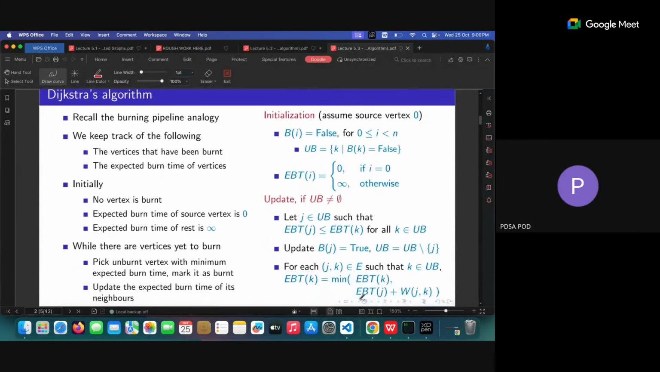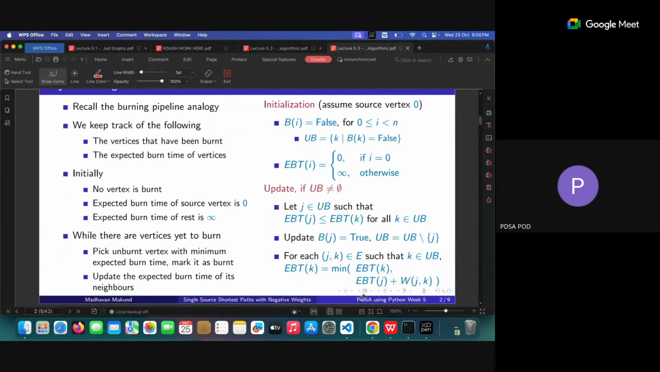Here it is. Again, they are checking Dijkstra's algorithm, what exactly Dijkstra's is. So keep track of it. Recall the burning pipeline analogy, the same analogy they are taking. So expected burn time is updated every time. EBT is the expected burn time. So in brief, they are explaining it to you.